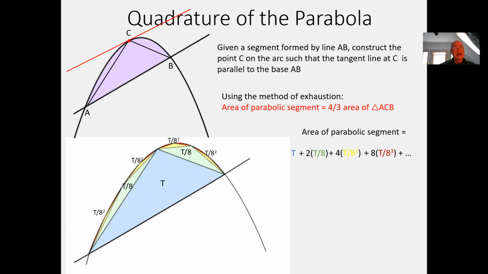We don't have time to see how he does this. This would take us quite a bit of intensive algebra. But if we factor the T out, we're left with a series. Notice that's 2/8, and then 2/8 squared, and then 2/8 cubed, and on. And 2/8 is nothing more than 1/4.